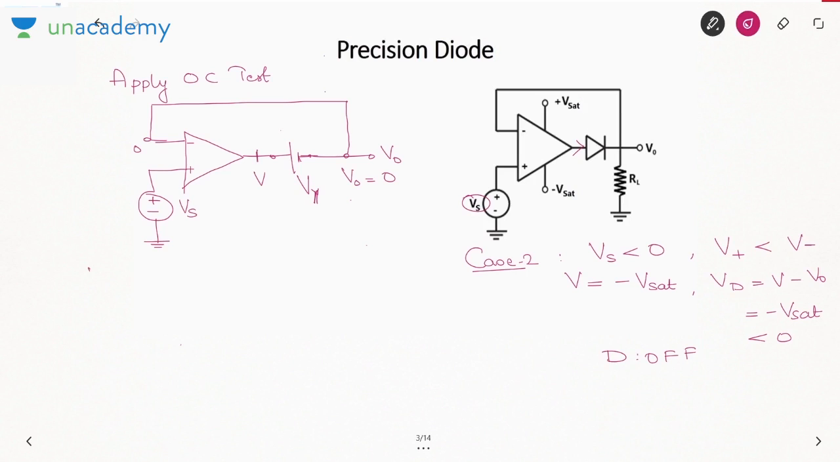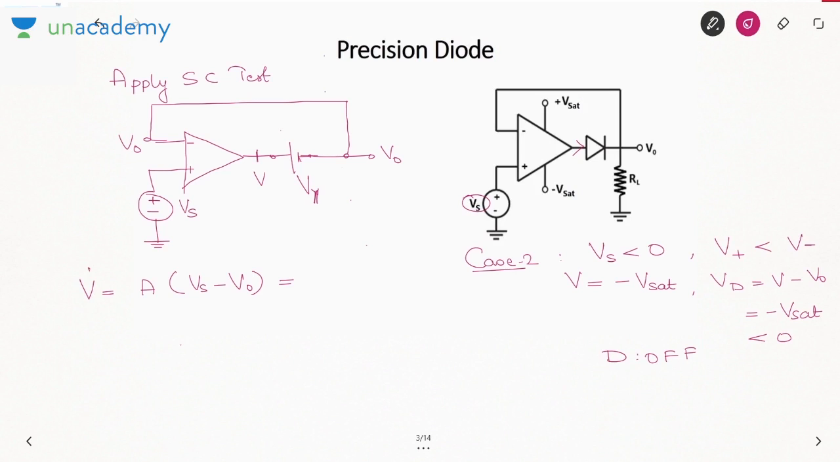So what we can say is V equal to A times (Vs minus V naught). Why? Because the voltage here is V naught. So what I am applying here is the short circuit test. I am assuming the diode to be on. So V is A(Vs minus V naught).